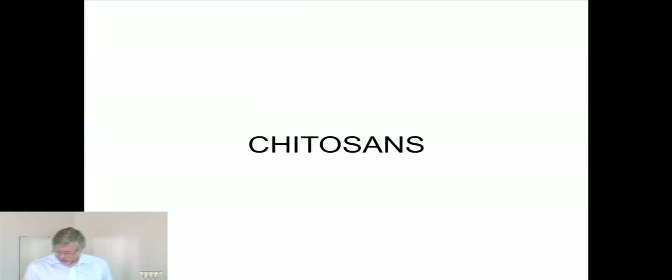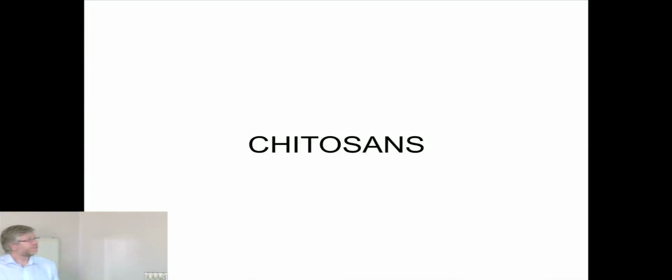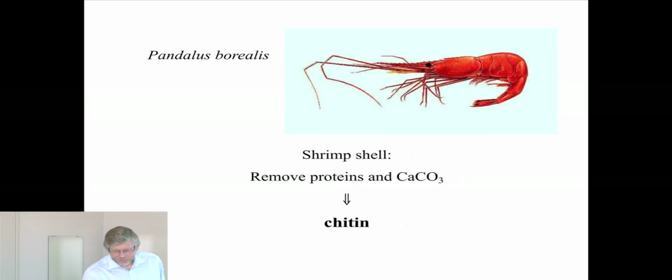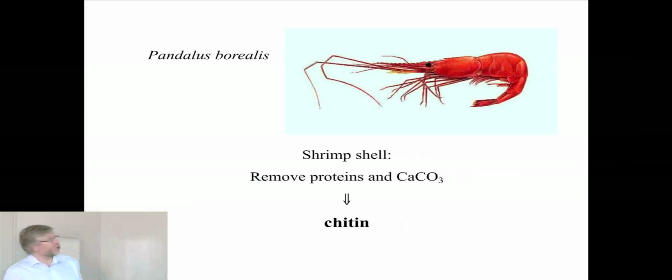Chitosans. So chitosans are also marine polysaccharides, but not from algae, but from shrimp. There are many types of shrimp. In Norway, we harvest a small shrimp called Pandalus borealis.